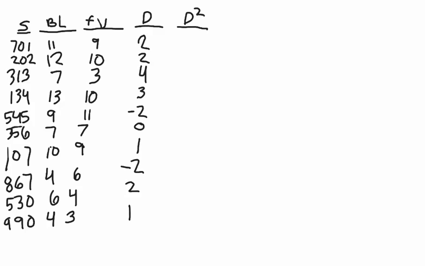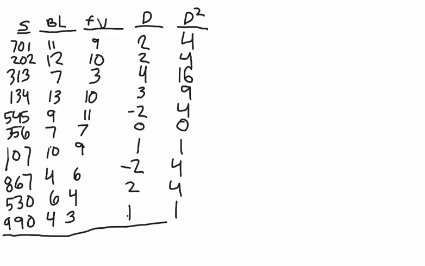So what I'm going to do is take each value here and square it. So if I take 2 and I square it, I'll get 4. 2 squared is 4. 4 squared is going to be 16. 3 squared is 9. A negative 2 squared is 4. 0 squared is 0. 1 squared is 1. A negative 2 squared is 4. 2 squared is 4. And 1 squared is 1. So now I have the column of my difference scores squared.